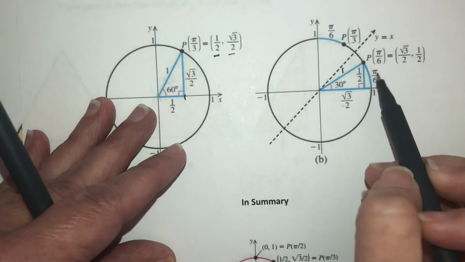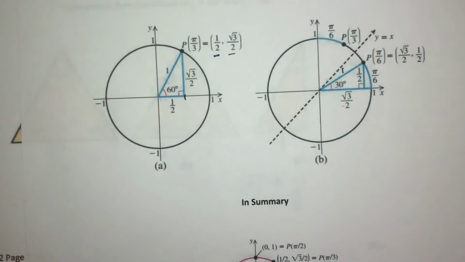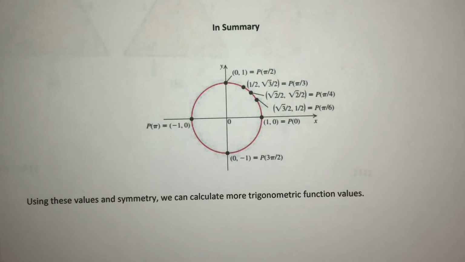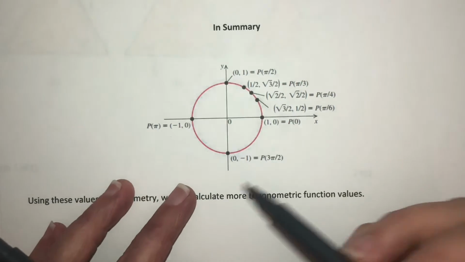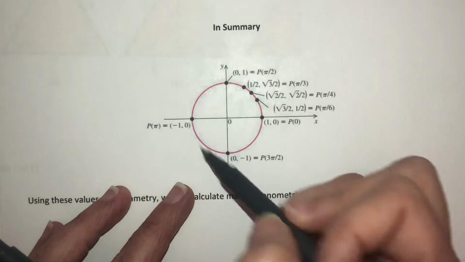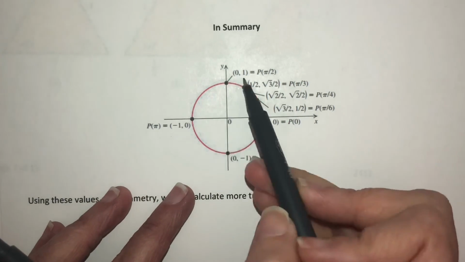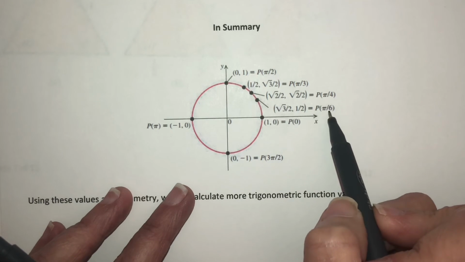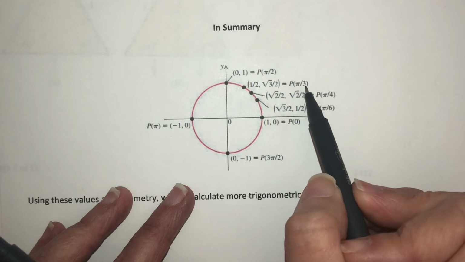So basically what we've just shown here is that 30 and 60-degree angles have the same two numeric values, it's just your sine and your cosine are switched. So just in summary, this is what we have so far. We have our quadrantal angles with our associated x and y values. And then we found pi over 6, pi over 4, and pi over 3.